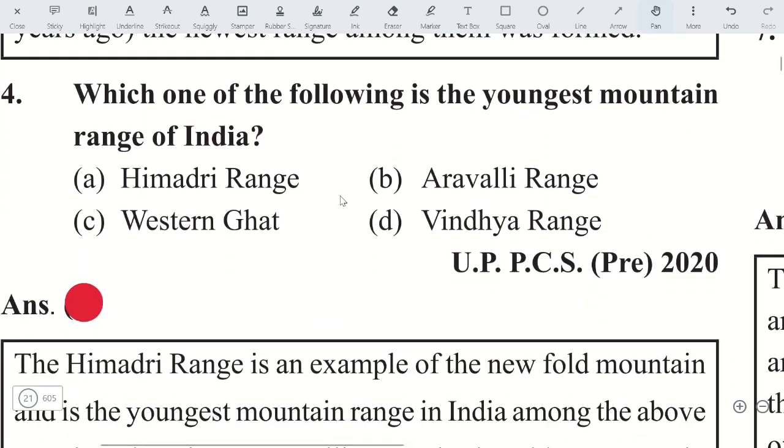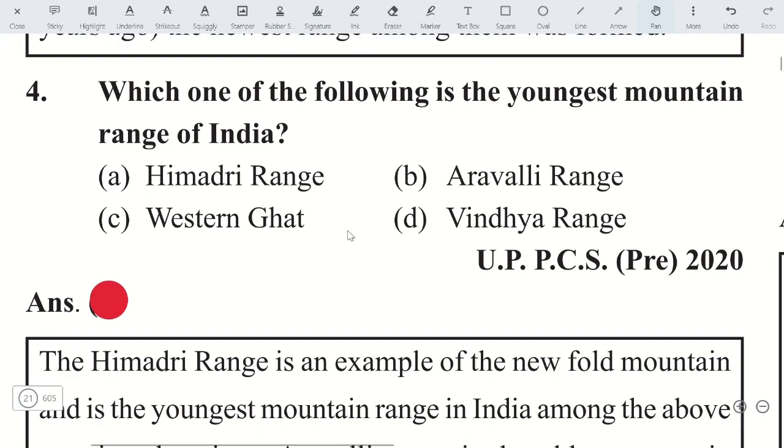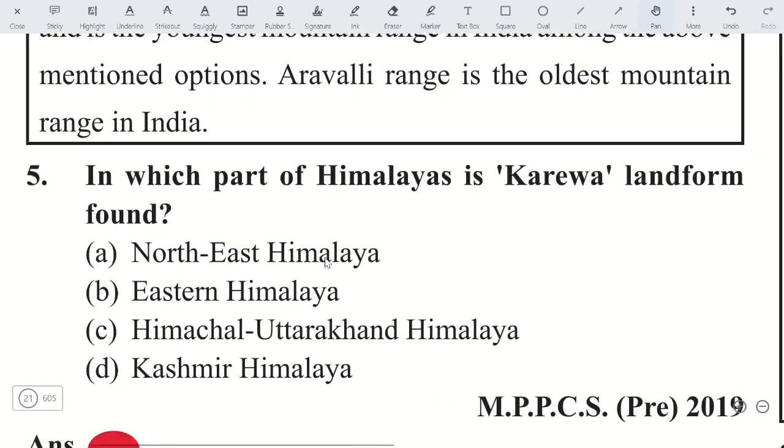Let's check out the next question. Which one of the following is the youngest mountain range of India? It is Himadri. Great Himalaya is called Himadri. And the option will be A. Aravali is in Rajasthan, Western Ghat is in the western coastal area of India, and the Vindhya range is in the middle of India.